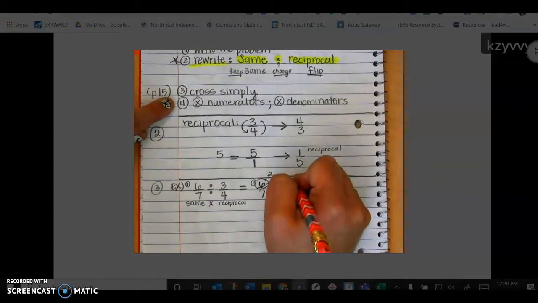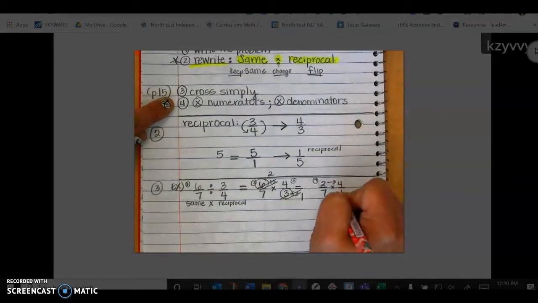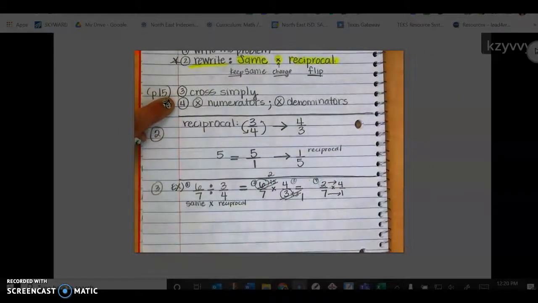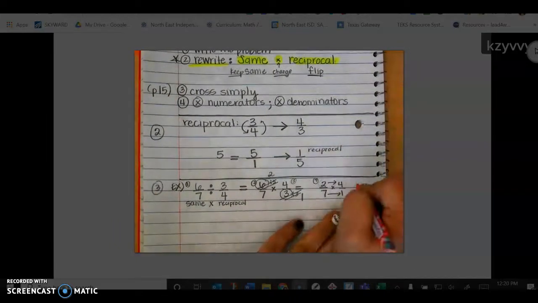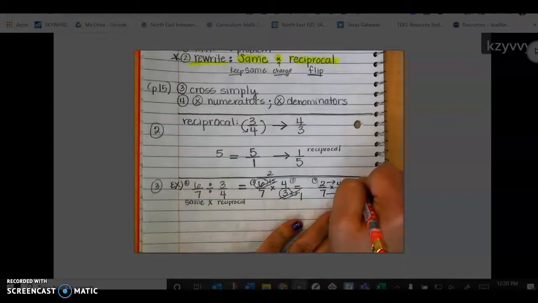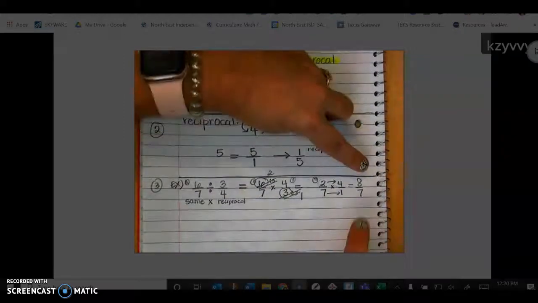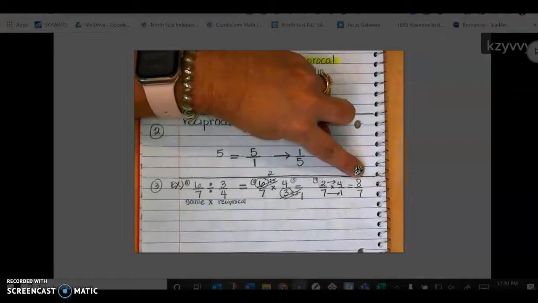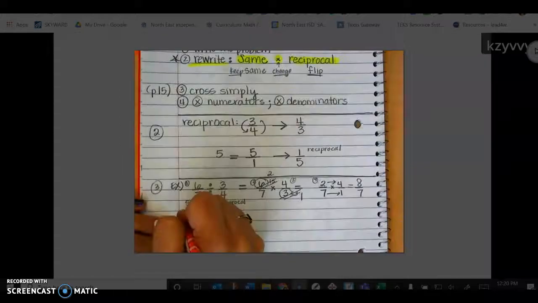So step 3 was in here too, and step 4 says multiply your numerators and then multiply your denominators. So what I'm going to get is 8/7. 8/7, which is a great answer. However, it is what we call an improper fraction, and that's where our numerator is bigger than our denominator, and we have to simplify it.